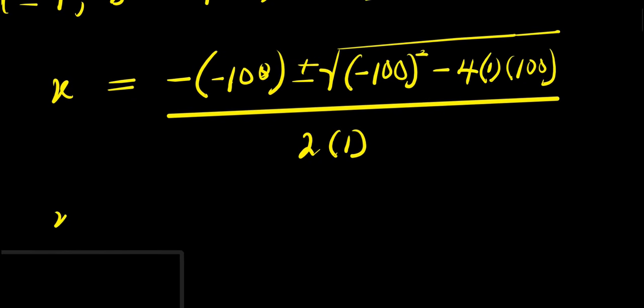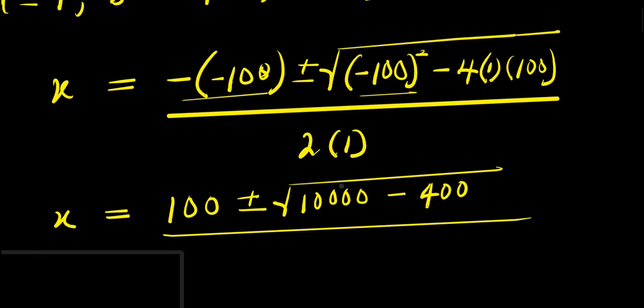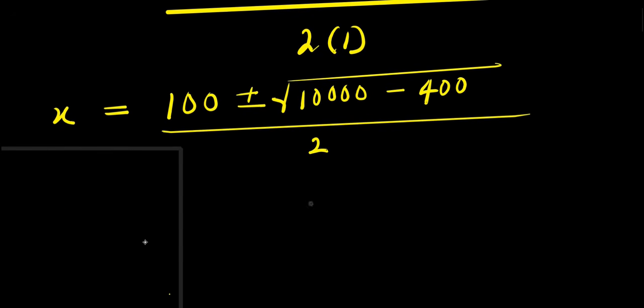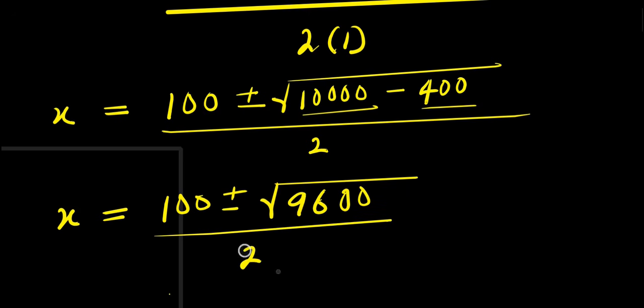So from here, we have x equals, this multiplies, we have 100 plus or minus square root of -100 squared. That is the same thing as +100 squared, and that is 10,000. Minus, this is 4 times 1, 4 times 100, this is 400. And this is divided by 2. So from here, we have x equals 100 plus or minus square root of 10,000 minus 400, 9,600, divided by 2.